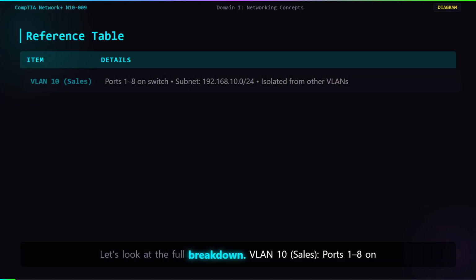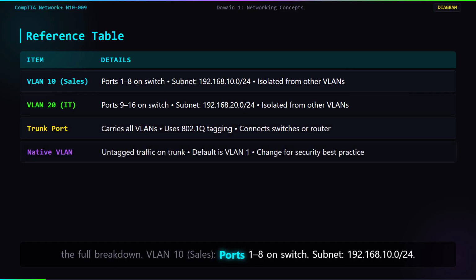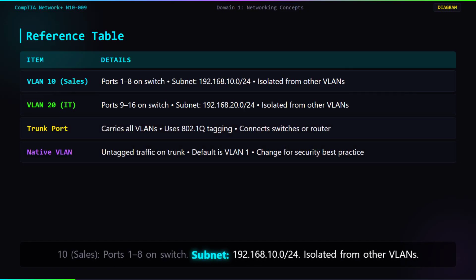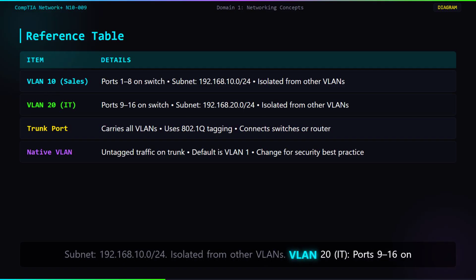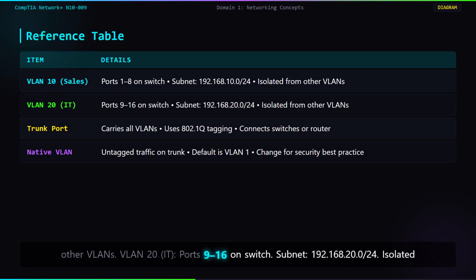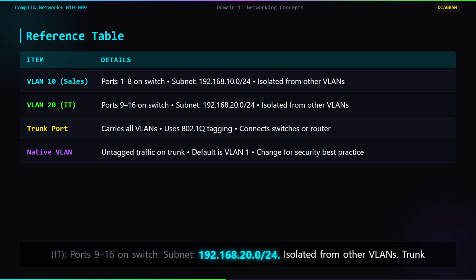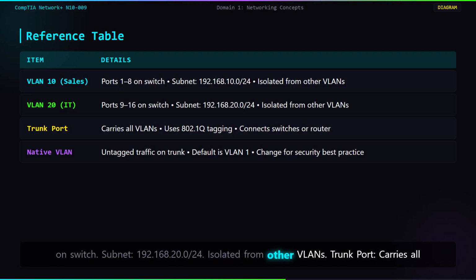Let's look at the full breakdown. VLAN 10 sales, ports 1-8 on switch, subnet 192.168.10.0/24. Isolated from other VLANs. VLAN 20 IT, ports 9-16 on switch, subnet 192.168.20.0/24, isolated from other VLANs.